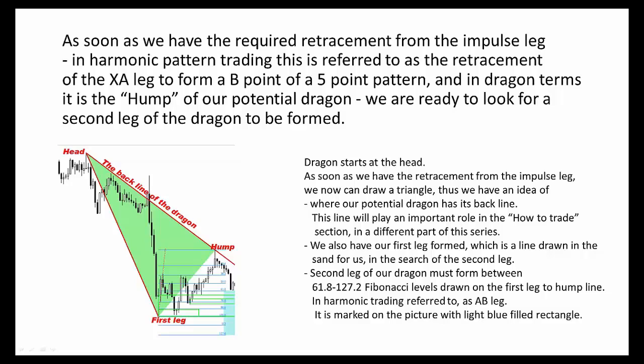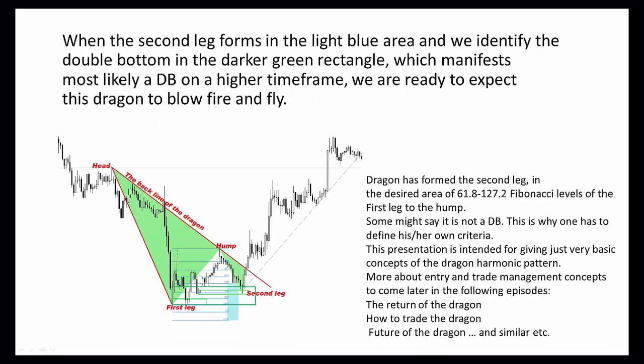The second leg of our dragon must form between 61.8 to 127.2% Fibonacci levels drawn on the first leg to hump line. In harmonic trading, this is referred to as AB leg. It is marked on the picture with a light blue filled rectangle. When the second leg forms in a light blue area and we identify the double bottom in the darker green rectangle, which manifests most likely a double bottom on a higher time frame, we are ready to expect this dragon to blow fire and fly.